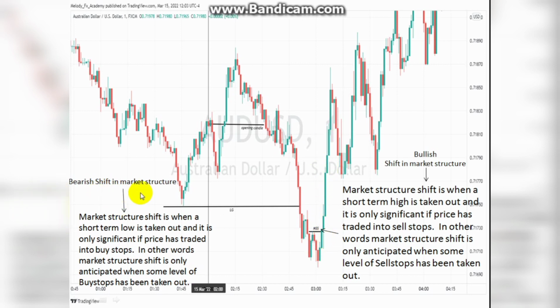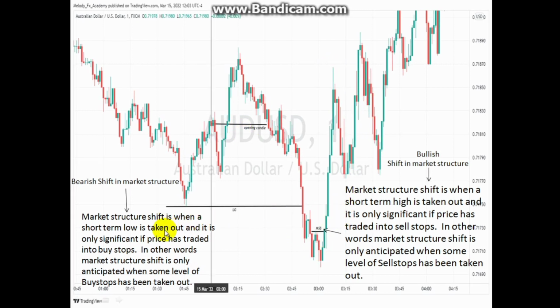Now a bearish market structure shift is when a short-term low is taken out. It is only significant if price has traded into buy stops. We don't have a bearish example here right now. So in a bearish shift in market structure, what we will be expecting is a reversal of this.